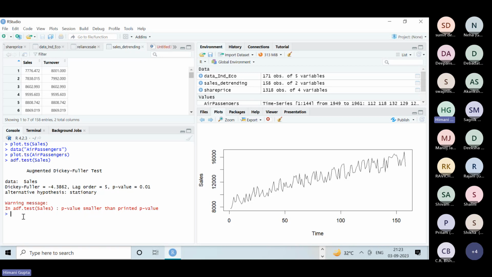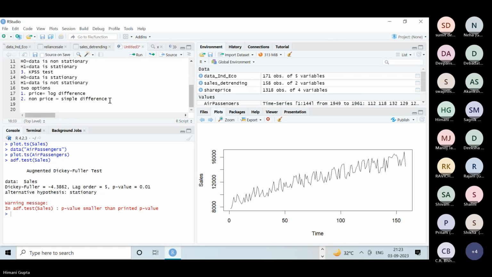For that, you need one package known as lmtest. Let me write it over here. You need one test, lmtest, one package. You can just install that package, lmtest.